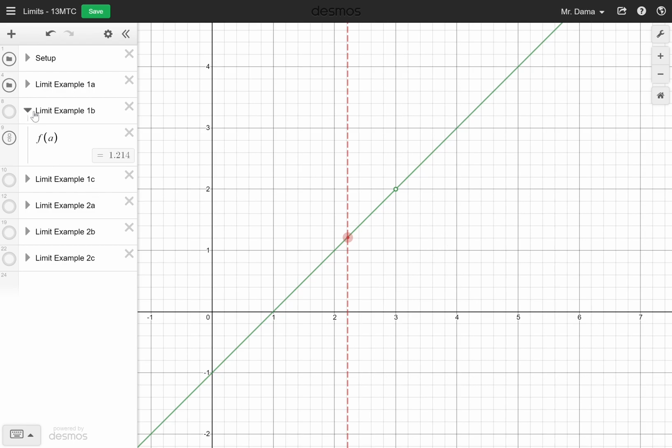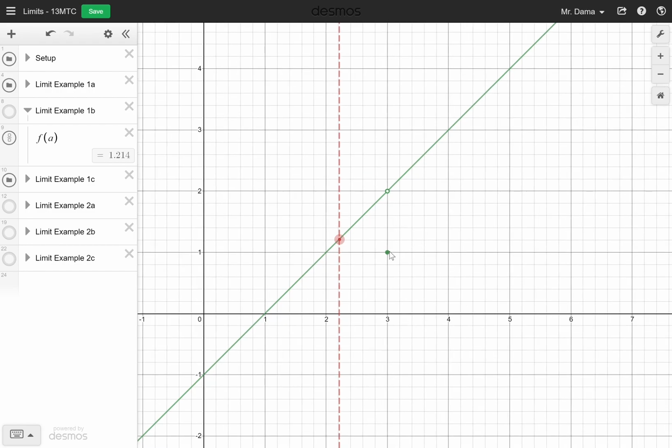Okay, let's look at something else. Sometimes a function can be defined at a point. So at x equals 3, this function is defined to be 1. But the limit is still 2, because the limit is what you expect the function to be. The limit has to exist from both sides.